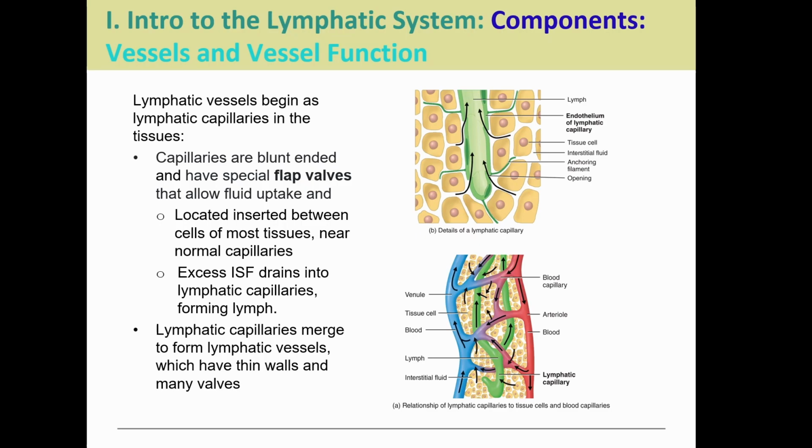So these lymphatic vessels, they start as lymphatic capillaries in the tissues. They have these little flap valves that allow fluid to go in but not necessarily leave, so that we can pull that extra interstitial fluid up into the capillaries, forming lymph or lymphatic fluid. Then these capillaries will merge with the larger lymphatic vessels. They are still relatively thin, and they do have valves similar to veins to prevent backflow.